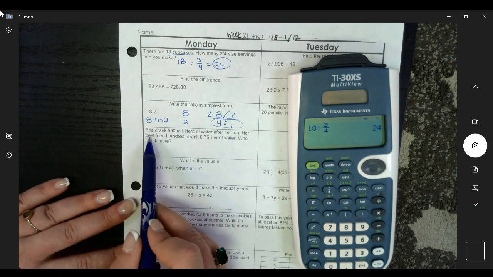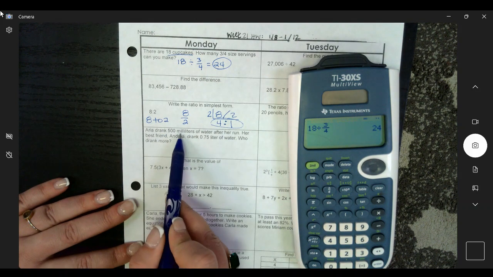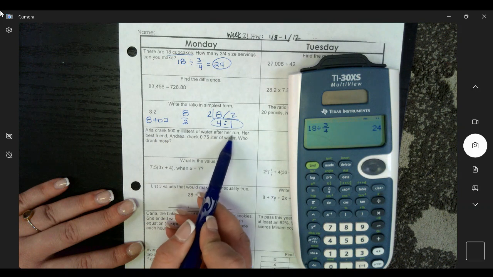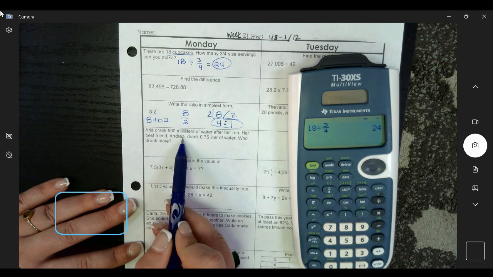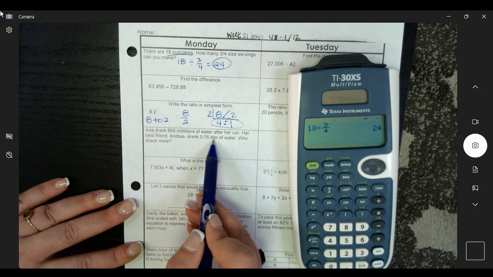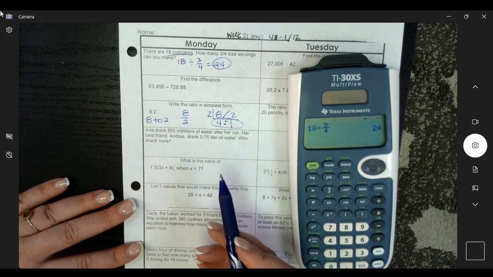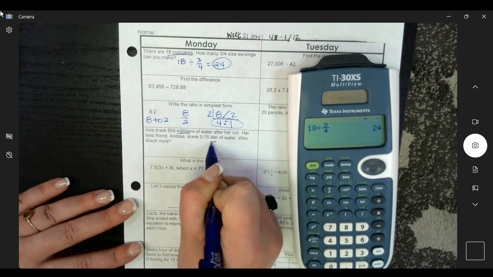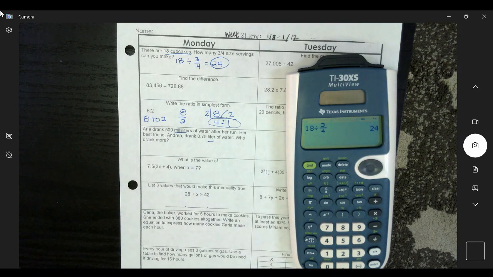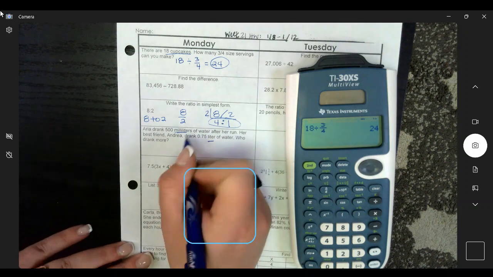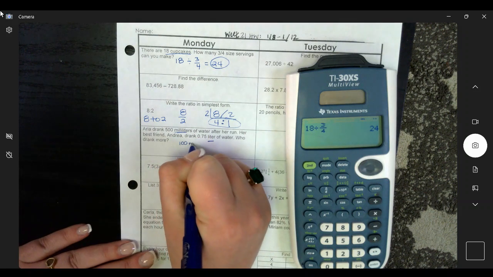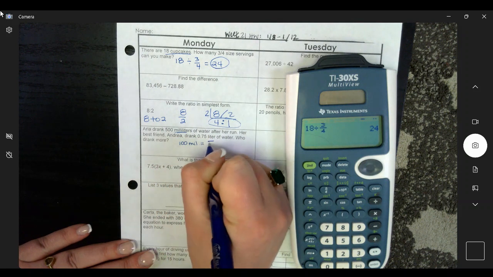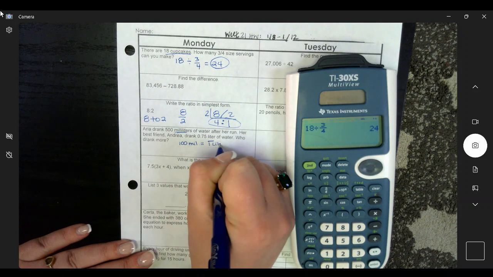All right, looking at number 4, it says Aria drank 500 milliliters of water after her run. Her best friend, Andrea, drank 0.75 liters of water. Who drank more? So here we're comparing milliliters to liters. And we want to know how many milliliters are in a liter. So there are 100 milliliters in 1 liter. So I want to compare that for a second. There are 100 milliliters in 1 liter.